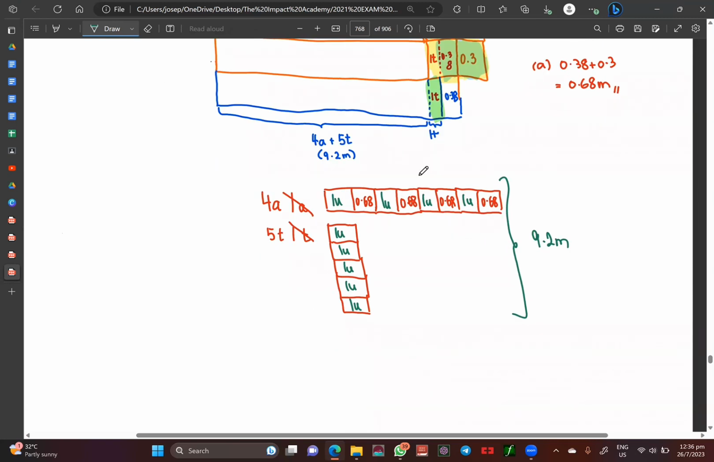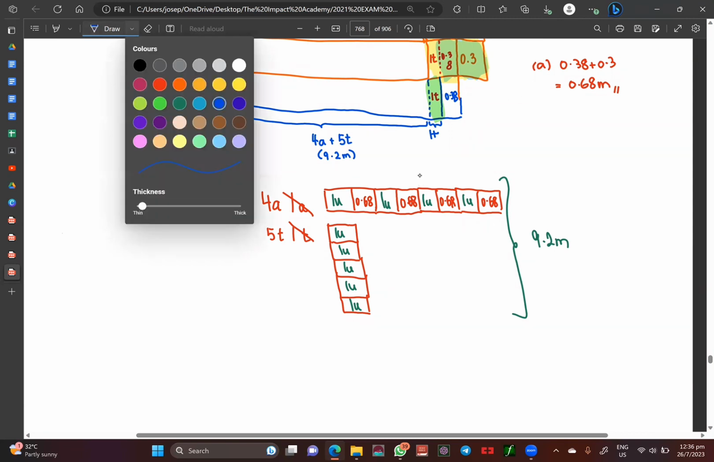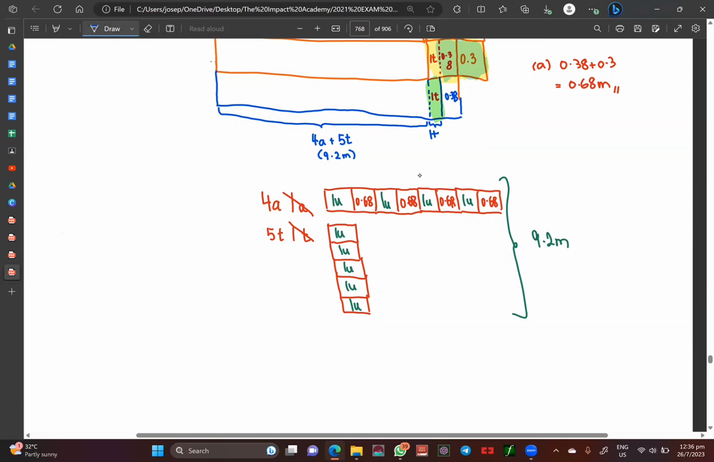Now, when I see something like this, I always want to find, remember, your job as a student is to find 1 unit, and 1 unit is all over here. Can you see all of the 1 unit over here? So what are you supposed to do then? 9 units plus 0.68 times 4 is equal to 9.2. And the 0.68 times 4 is 2.72. So 9 units plus 2.72 is equal to 9.2 meters.